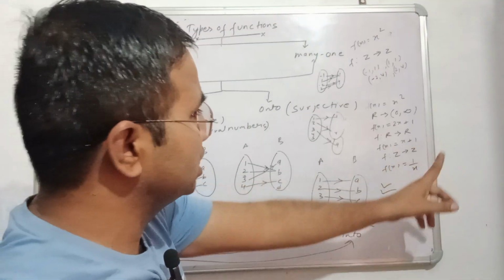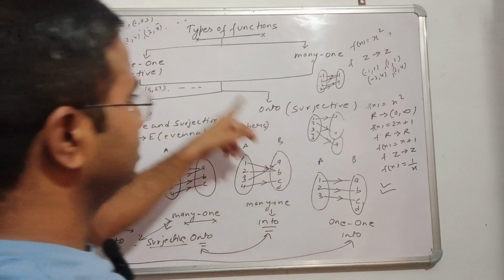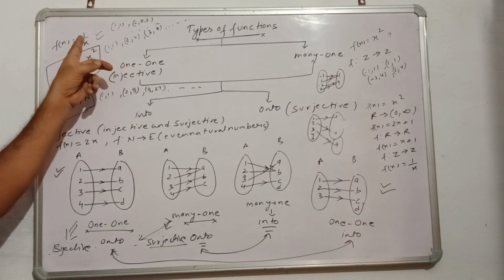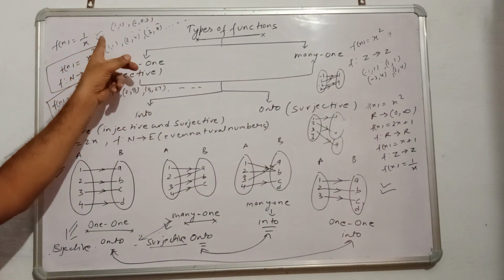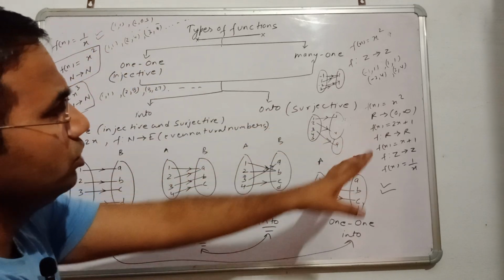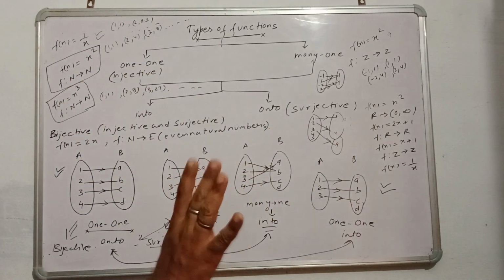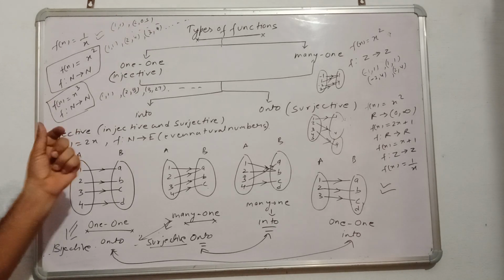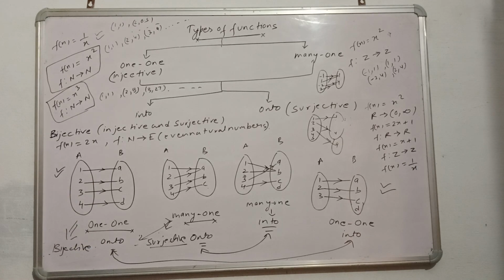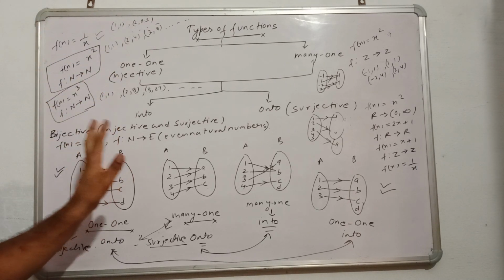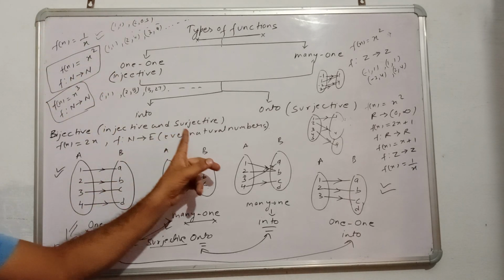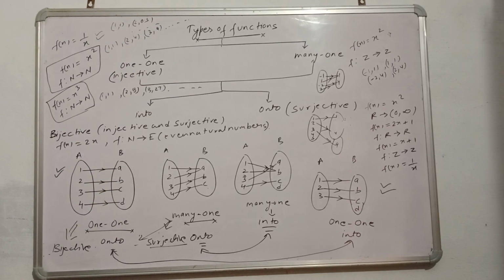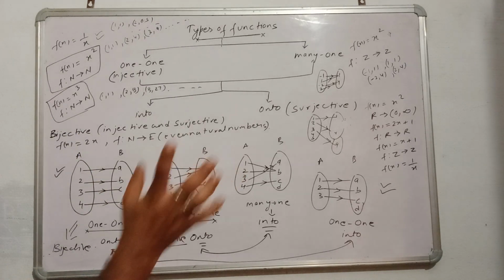See this example also, written f(x) = x + 1, f(x) = 1 upon x. See here, whatever is written here, this is the example of one-one and onto also, because no element will be left to be mapped. Now see the bijective. Bijective means this will show both injective also and surjective also. Injective means this will be one-one, and surjective means this will show onto. Onto means no element will be left unmapped.